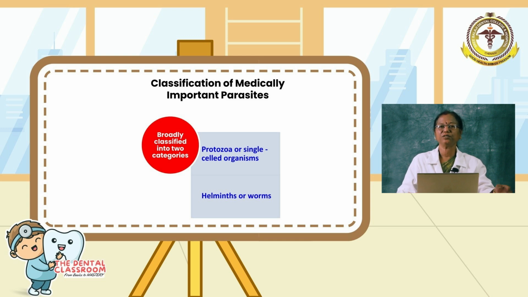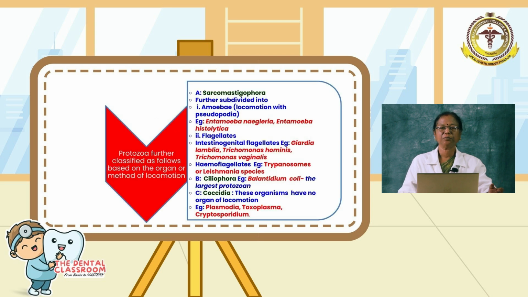As you all know, parasitology is one of the branches in medical microbiology, and the medically important parasites can be broadly classified into two categories. One is protozoa, otherwise referred to as single-celled organisms. Another group is helminths or worms. These are the two important classes of medically important parasites. The protozoans are further classified based on the organ or method of locomotion. So based on the organ of locomotion, you can categorize them as Sarcomastigophora, Ciliophora and Coccidia.